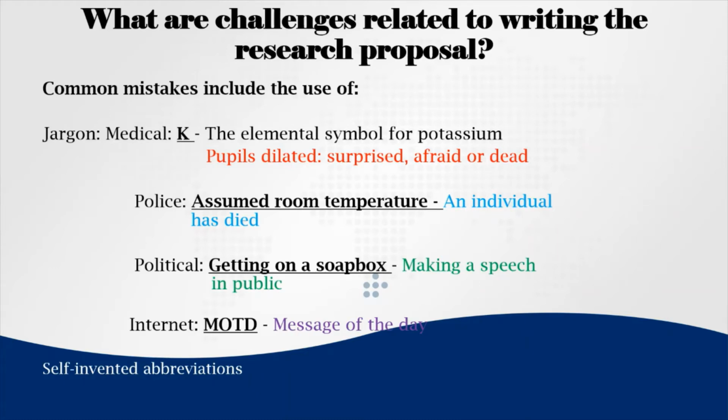Some language such as the pupils are dilated, that can mean a person is surprised. In another setup, it may mean somebody is afraid. And on the other hand, it can mean a person is dead. So this is important so that you can pick the scientific language that should be used in the proposal. An example of the police jargon will be when they say a person has assumed room temperature. To someone else, it may mean something, but to the police, it means an individual has died. But for the purposes of scientific writing, it should be written in the language that all scientists can be able to understand.